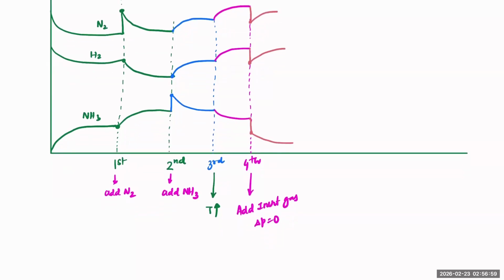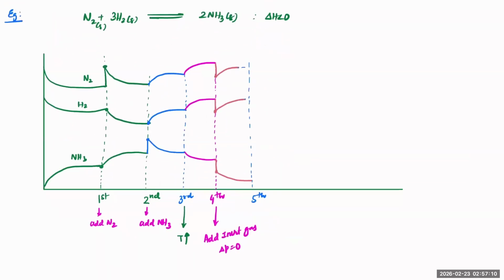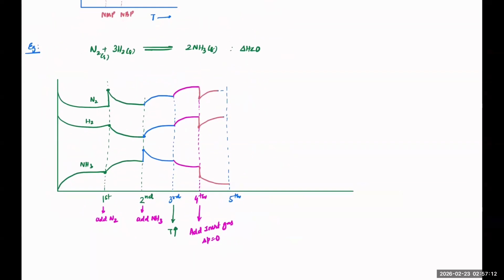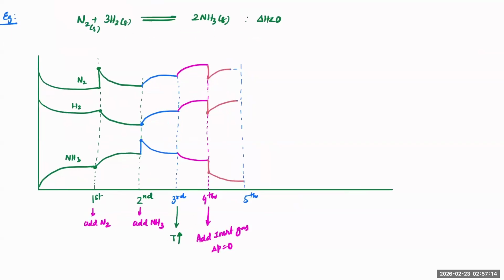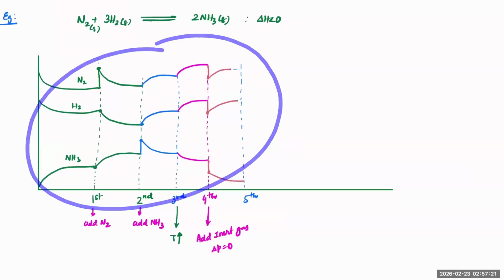Right. So this is the way it will go. So now it will achieve a new equilibrium from here. This will be the fifth equilibrium achieved after this. Clear? Everybody? These kind of questions are asked. You would be given this kind of graphs. You need to predict what is happening in which case.